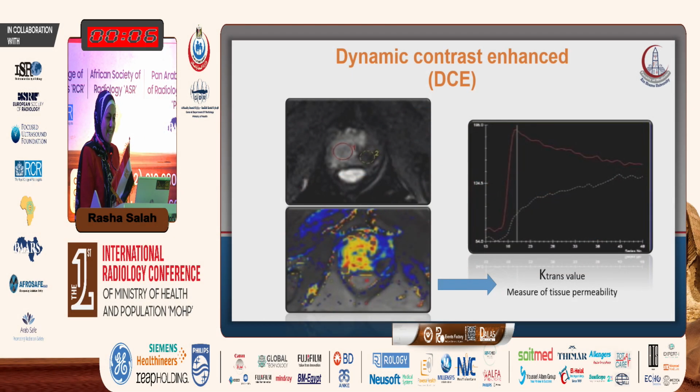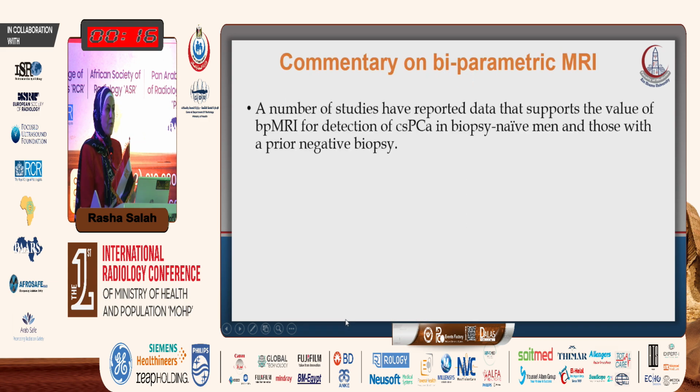This is the DCE showing a mass with hyperenhancement during the DCE, and this is the color map performed for this DCE. Let's move to a note about biparametric MRI. It is sometimes used if the patient has a contraindication to IV contrast injection. It is the same as multiparametric, but we just omit the DCE component.